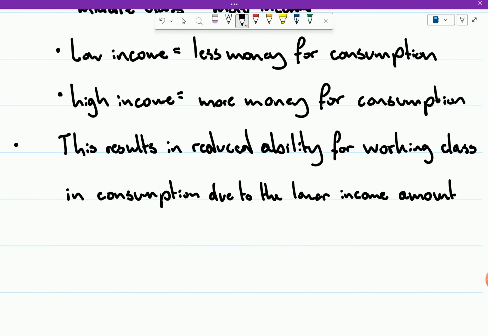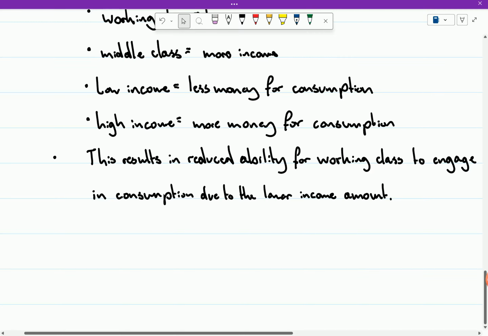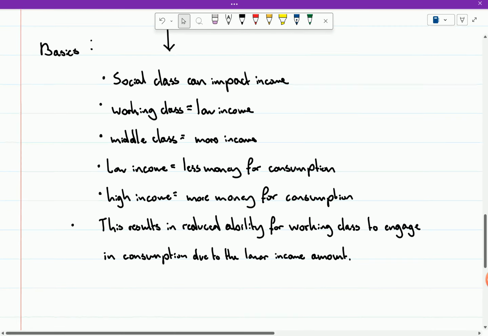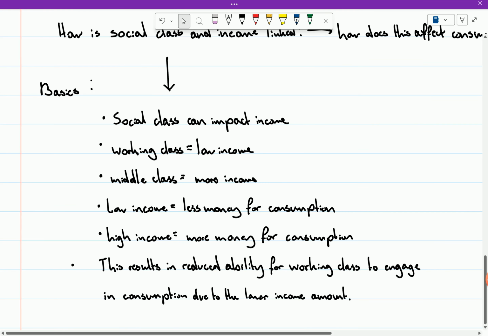Okay. So is that the end of the answer? No, absolutely not. But what you've done is you've set the stage in your plan. So now what we've done is we've essentially made a link. We've now justified why we're talking about income and social class and the impact on consumption. So how do we develop this? Well, we need to look at what you've learned in sociology. We need to look at if there's any examples we can think of.